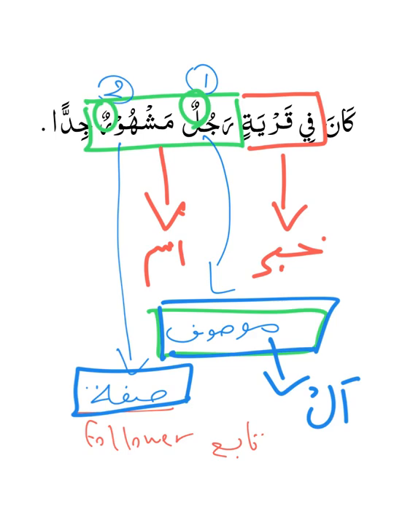Identifying within the sentence. So once you've done all this, you will see that you can translate confidently. There was a famous man in a village. And you can translate fi qarya first as well: in a village, there was a famous man, i.e. a very famous man. Hope that makes sense. Let's now move on to another example.